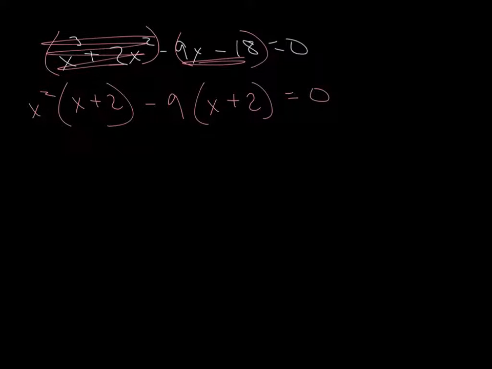Okay, now notice that I pulled a 9 out of the 18, but I not only pulled a 9, I pulled a negative 9, so a minus 9. So when I distribute this 9 back, I need to be able to get a negative 18. So a negative 9 times a negative 2 would give me a positive 18. So this needs to be a plus 2.